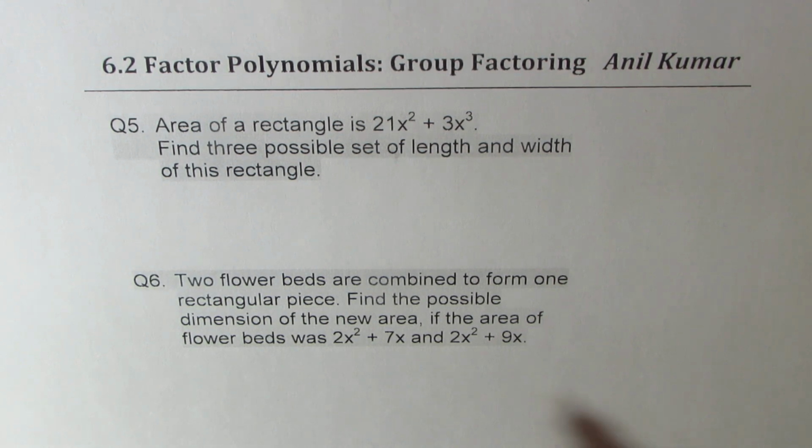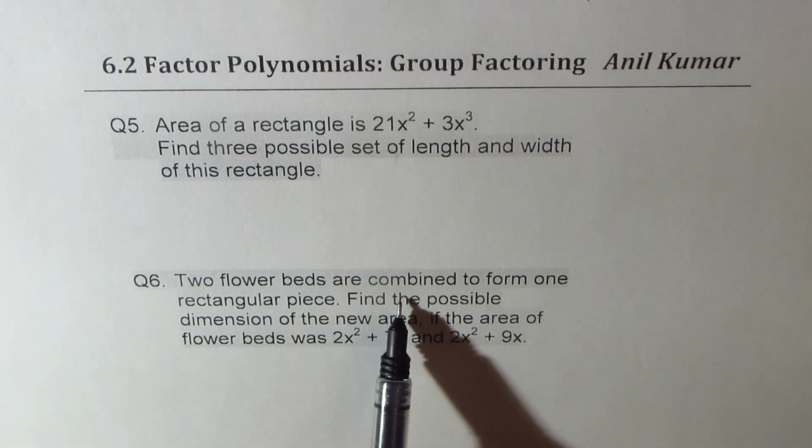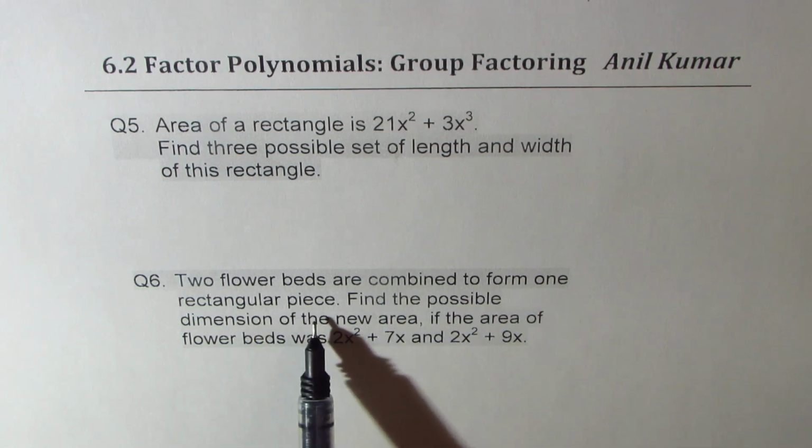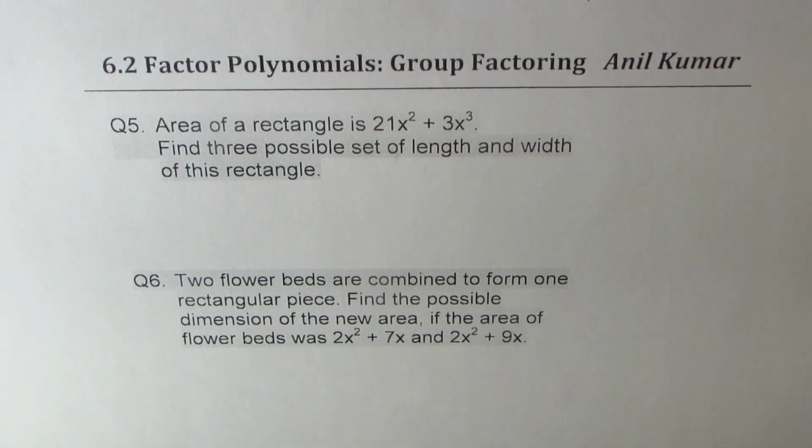Question number 6. 2 flower beds are combined to form one rectangular piece. Find the possible dimensions of the new area if the areas of the flower beds were 2x squared plus 7x and 2x squared plus 9x. You can pause the video, answer these questions, and then look into my suggestions.